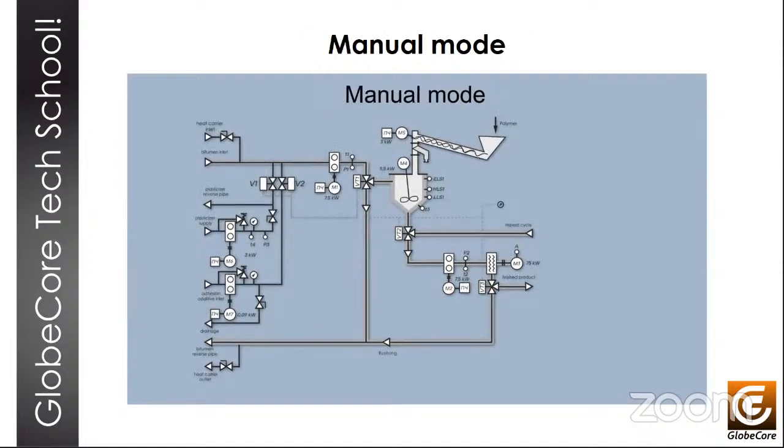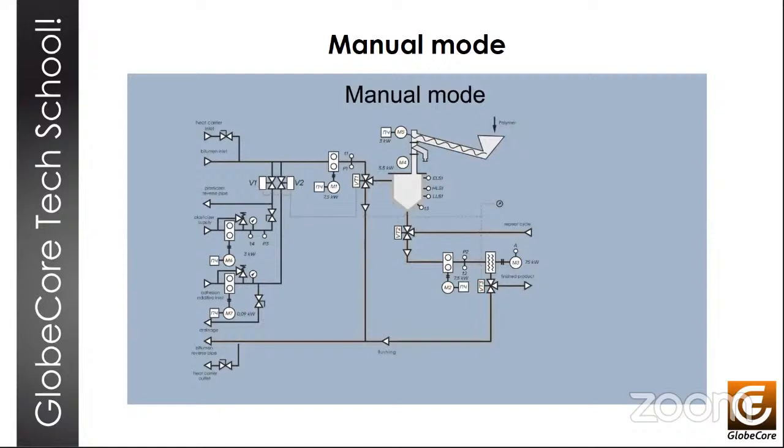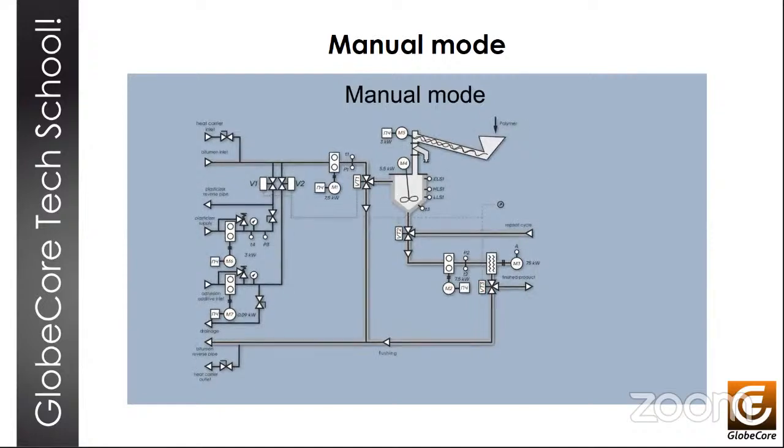Now, manual mode is of course available, but it's only really used for testing individual components of the plant. It's also used during setup and commissioning, startup of the plant, and if we maybe need to return the plant to its normal state after a failure, or if there is an emergency stop, for instance.